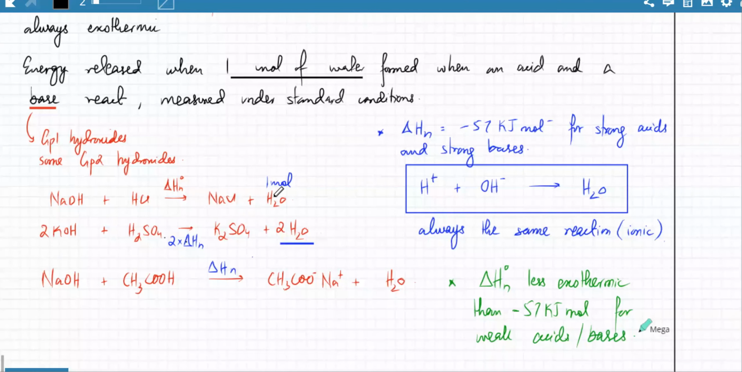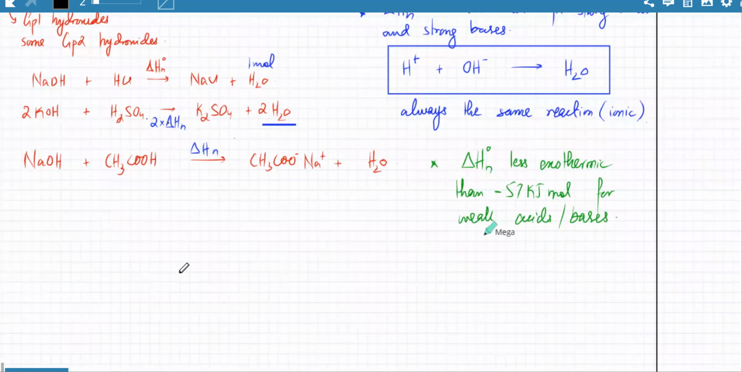So why is the value slightly, I mean, it's still close to minus 57, but the delta Hn value would be less exothermic than minus 57 for weak acids and weak bases. Which ones are weak acids? Weak acids are your organic acids, like ethanoic acid. Anything that contains carbon, that's an organic acid, like carboxylic acids that contain carbon.